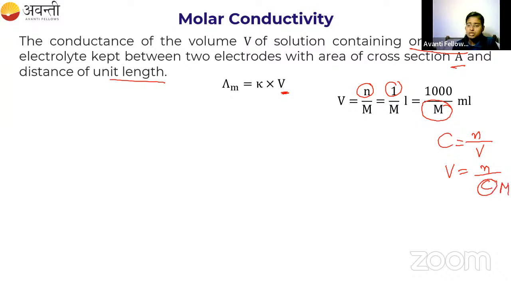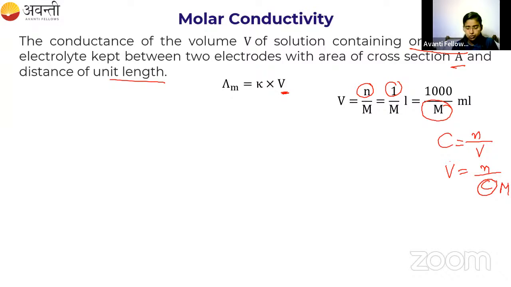So in the solutions lesson, we have discussed the concentrations, right? How many concentration terms did we discuss in the solutions lesson? Do any of you remember that? It is around 6 to 7 concentration terms, right? So one among those is molarity.